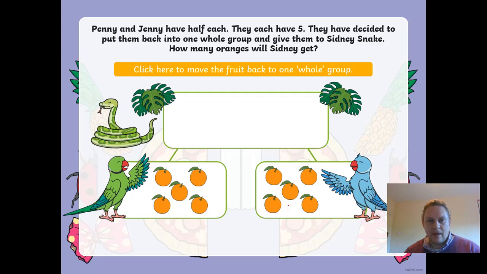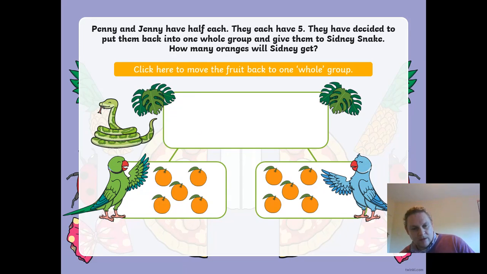Okay, now we've got Penny and Jenny again. They've each got half, okay? They've each got half of a whole. They've got 1, 2, 3, 4, 5 on this side, and 1, 2, 3, 4, 5 on this side. Each of the parrots have got 5 of the oranges. Now, what we're being asked is, they've decided to put them back into a whole group and give them to Sydney Snake. How many oranges will Sydney get?